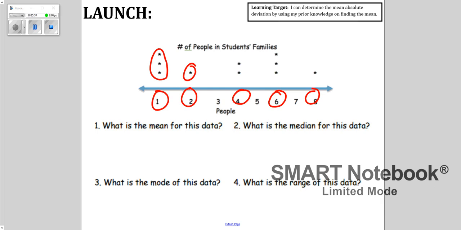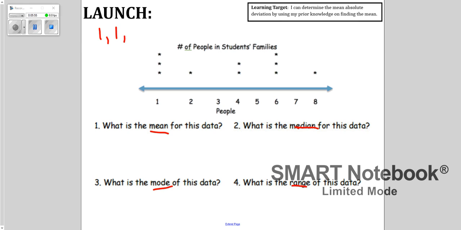So whenever I get to a dot plot, before I start doing any of these questions, because I can see they're asking for the mean, the median, the mode, and the range, I like to write down all the numbers first. So for example, if I look at number 1, there's 3 dots there. So I'll write 1, 1, 1, because there's 3 of them. For number 2, there's only 1. There's none for 3, so I don't need to write that. There's 2 4s. There are 3 6s. And there's 1 8. So there you go. There's the list. And it's already in order for you, so that'll be easy when we get to the median.